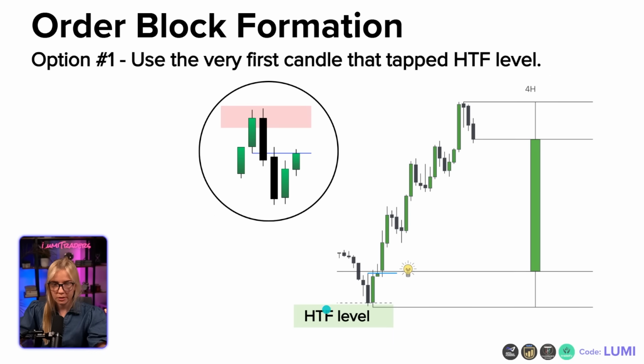For example, here's a chart. We hit a high time frame level over here. As you can see, we got a sequence of down close candles, but the very first candle that touched the high time frame PDRA was this last down close candle. At this point, I can use the very last down close candle as my order block.